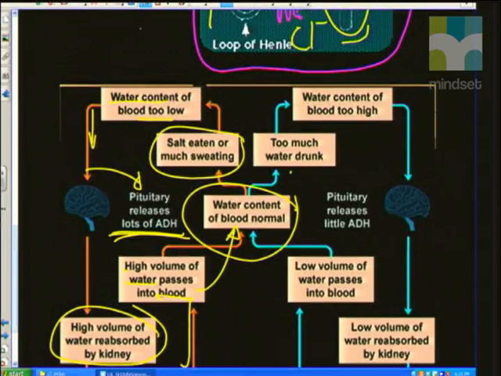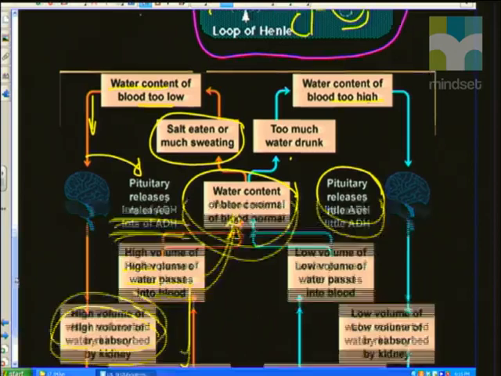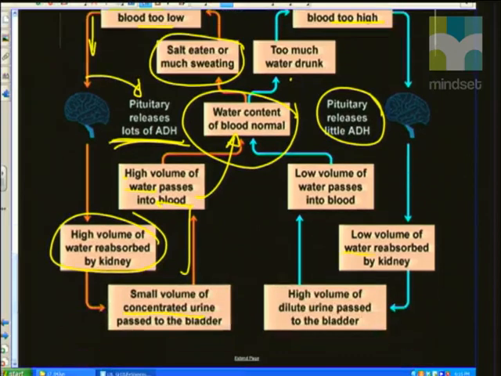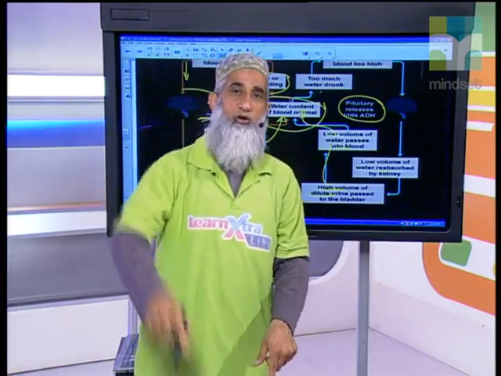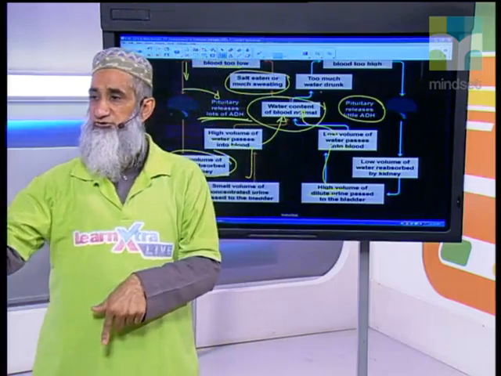If for some reason you're drinking too much water and you're not sweating so much, then the water content is too high. Again, the control center doesn't change. It's still the pituitary gland, which releases less ADH, and because of this, less water is reabsorbed, more water goes into the urine, which is dilute, less water goes into the blood, and therefore it comes back to normal. High, lower, low, higher.